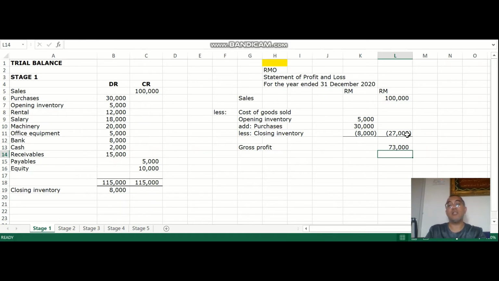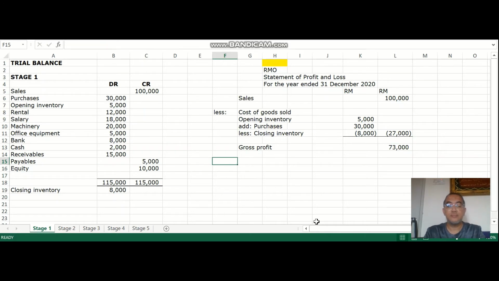So that's my gross profit. Actually, this is my trading account. I buy, I sell. I buy, I sell. So this is the cost of buying, 27,000, and I sold it at 100,000, and my gross profit from the trading activity is 73,000.